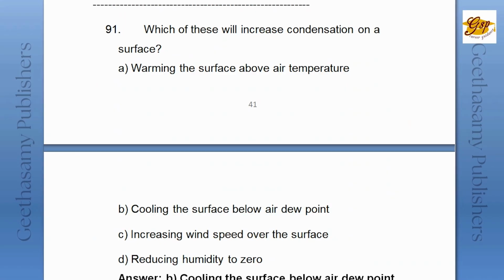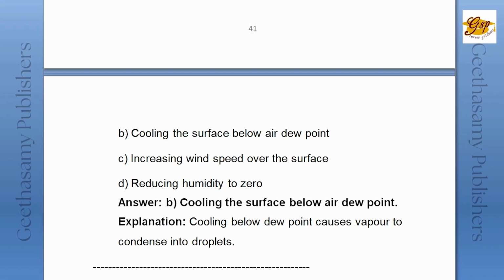91st question. Which of these increases condensation on a surface? Warming the surface above the air temperature, cooling the surface below the air dew point, increasing wind speed over the surface, or reducing the humidity. The correct answer is B, cooling the surface below the air dew point. Cooling below the dew point causes vapor to condense into droplets.